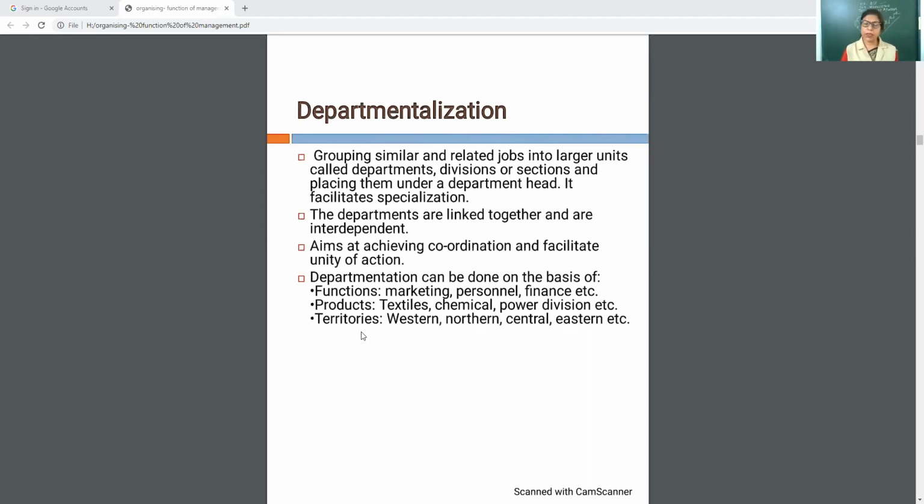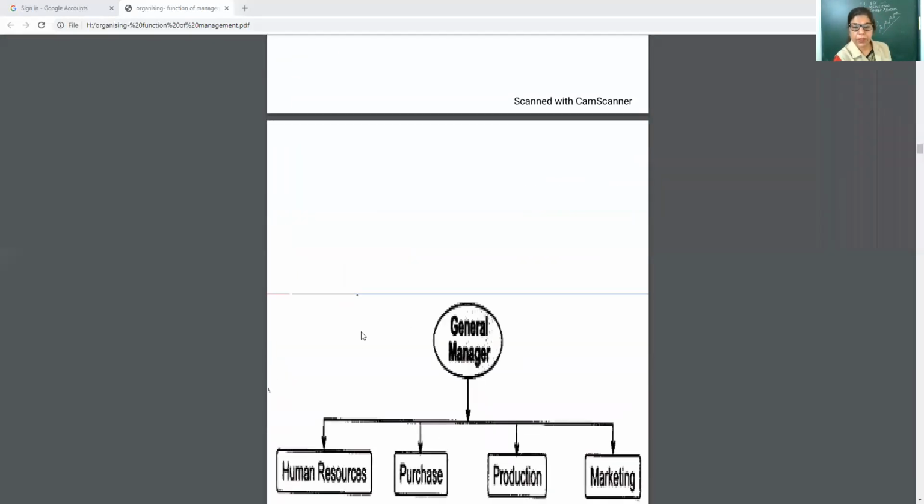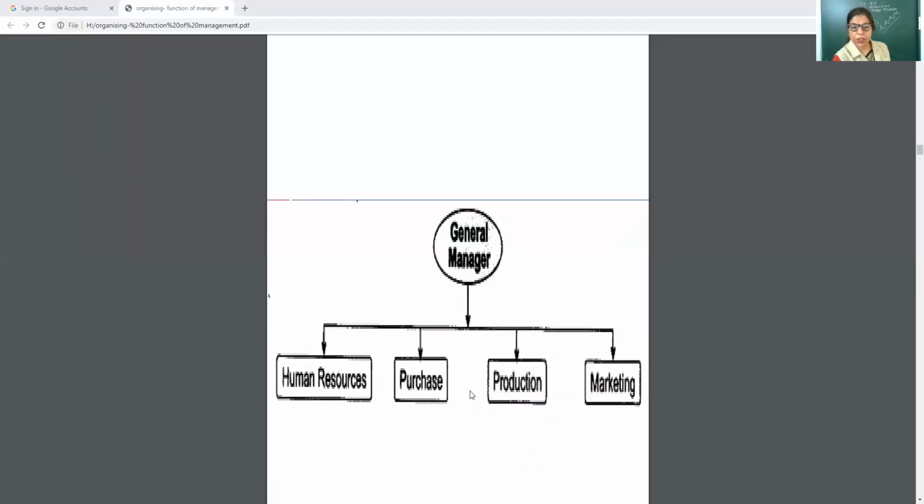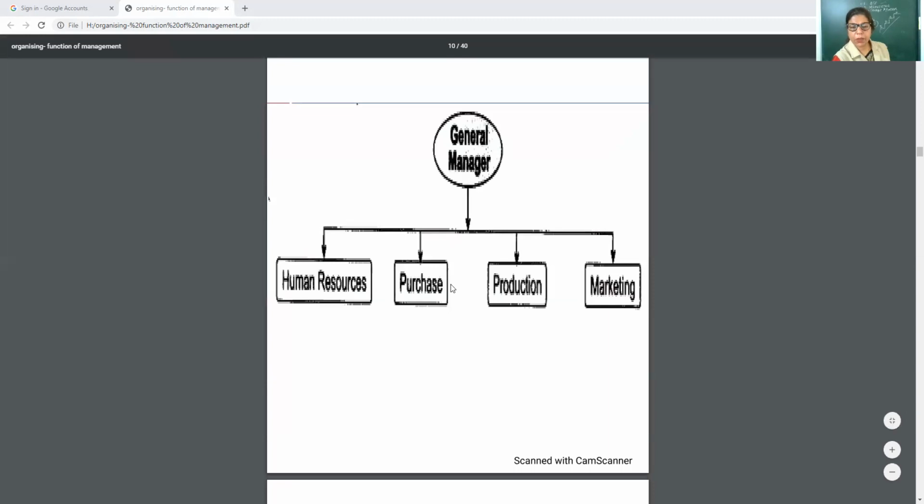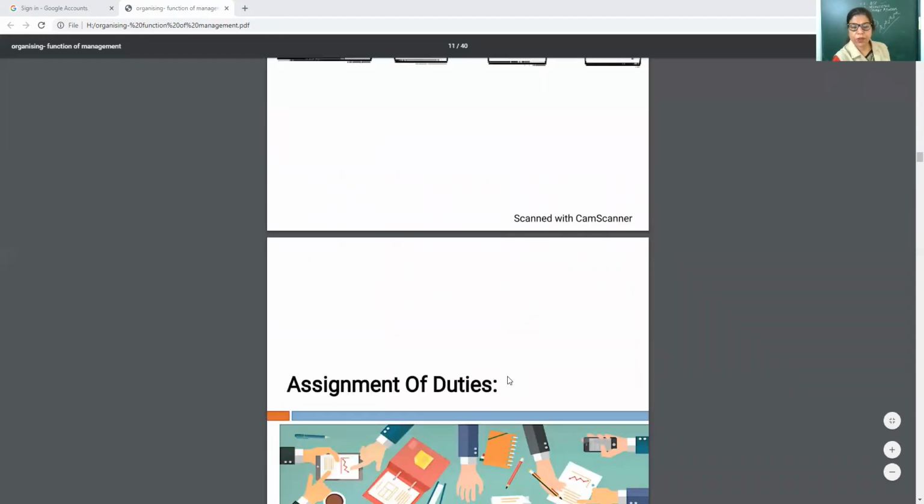And how can departmentalization be done? On the basis of functions to be performed, meaning one department is producing, one is marketing, one is for finance, like this. Few organizations can be made on the basis of products also, like textile department, chemical, power, like Reliance also. Territory, just now I gave you the example: east, north, west. The second step is departmentalization. See, under the general manager, various departments are there: HR department, purchase, production, marketing.